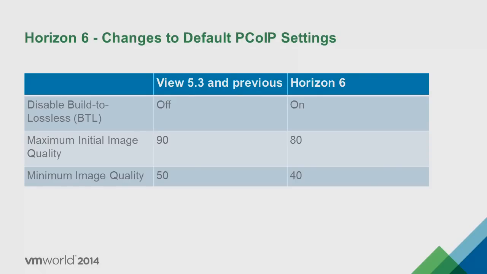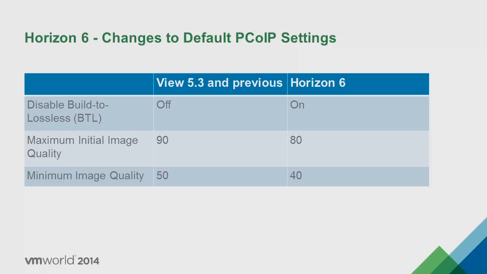So these are the three values that we've changed in Horizon 6 compared to View 5.3. The first of which is changing the build to lossless setting. Having build to lossless enabled means that the display protocol is going to build to a fully lossless image. And that is great for use cases such as a doctor viewing a medical record or x-ray, right? You want a picture-perfect image. However, in other use cases such as just using Office apps, Microsoft Word, maybe PowerPoint, Excel, you don't need that fully lossless image. So basically, turning off the build to lossless setting saves you significant bandwidth.